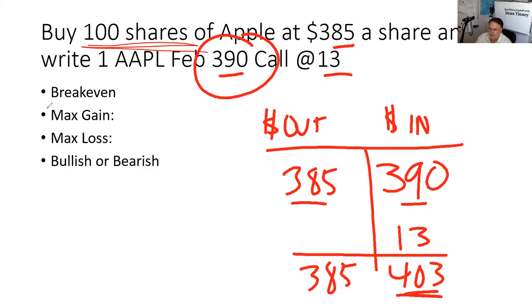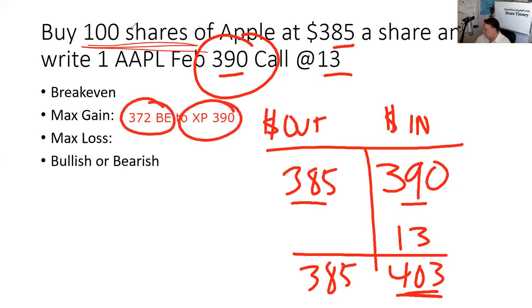Now, another way to proceed with that max gain is to say we were net out of pocket 372. That was our break even. And we agreed that we would sell at 390. And so that's another way to get that max gain: I could say, well, I get the 18 points there, right? What I paid net out of pocket for it, a break even to the strike price.